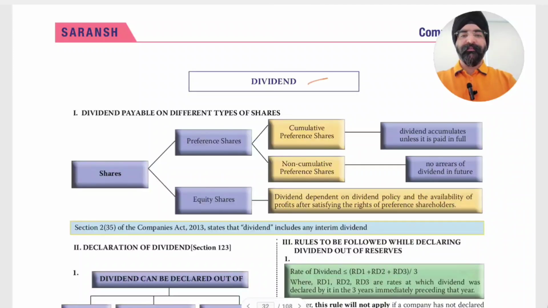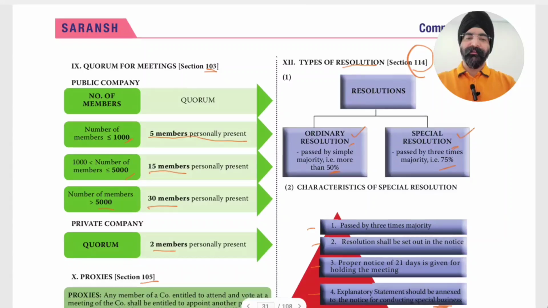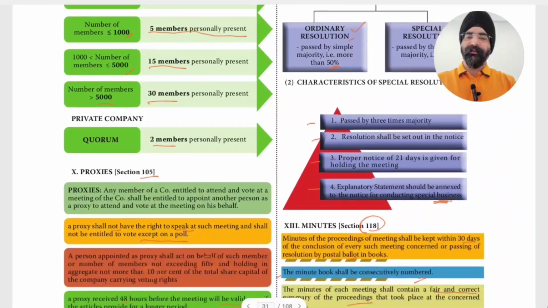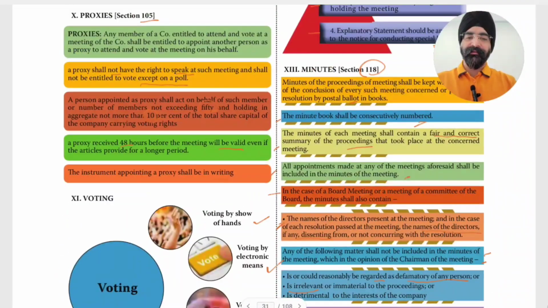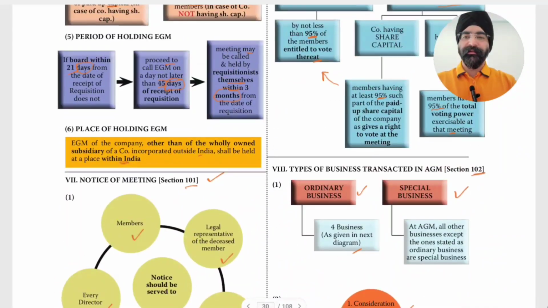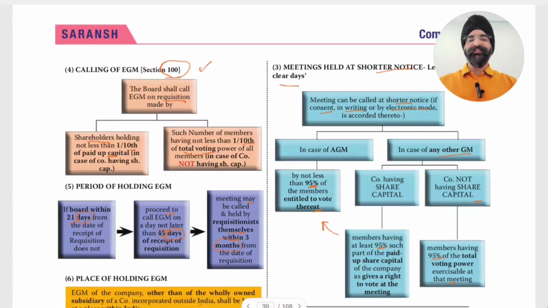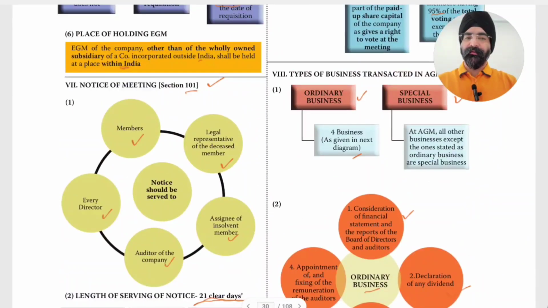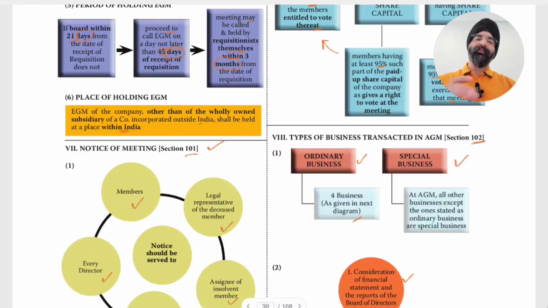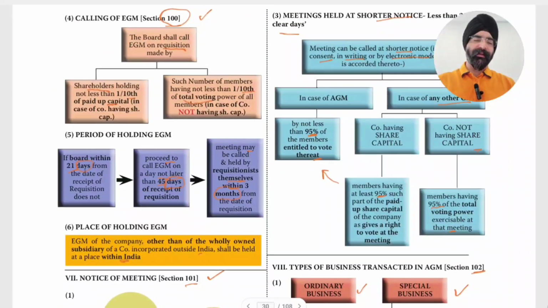Next topic is dividend. So let's start dividend in our next session. So far in this video we have covered quorum, types of resolutions, minutes, types of voting, EGM (extraordinary general meeting), notice of meetings, shorter notice of meeting, and types of businesses that can be transacted in a general meeting, special business or ordinary business. So these all we covered in today's video. Thank you.